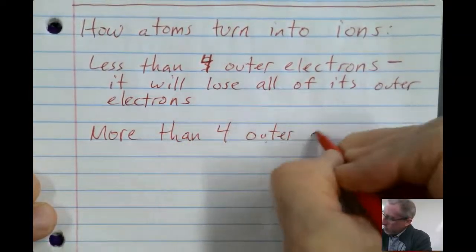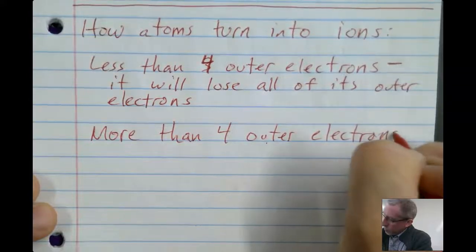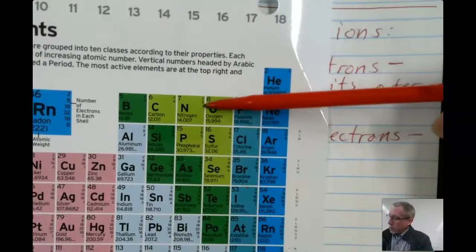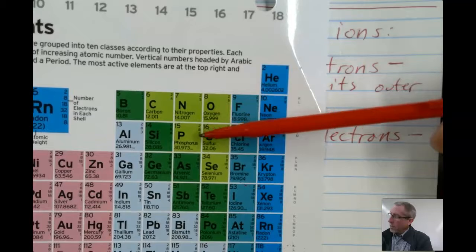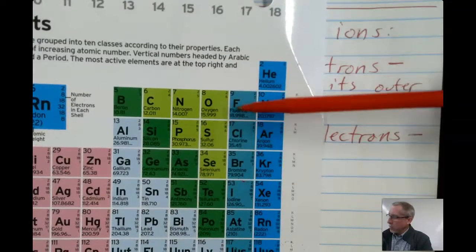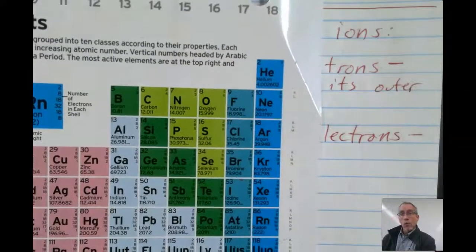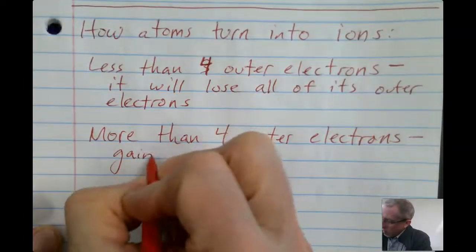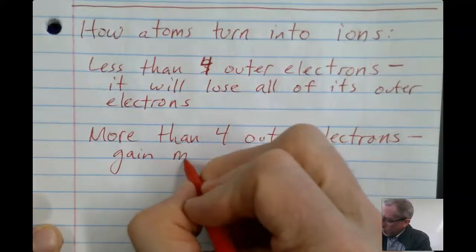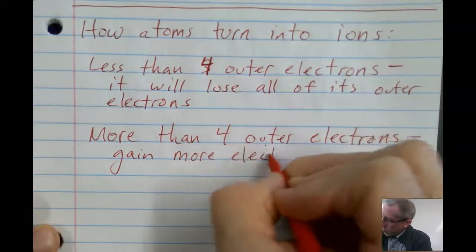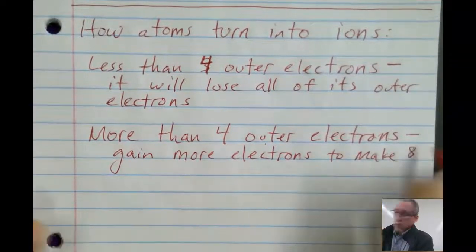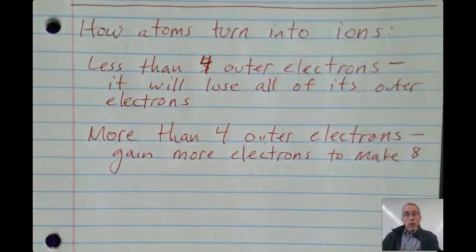And what if they have more than 4 outer electrons to begin with? So now we're talking about anything above group 14. So in group 15, we've got nitrogen, phosphorus. They have 5 outer electrons. Over here in group 16, we have 6 outer electrons. Well, it's really difficult to give all those away. And so instead, they are going to gain more electrons to make 8.